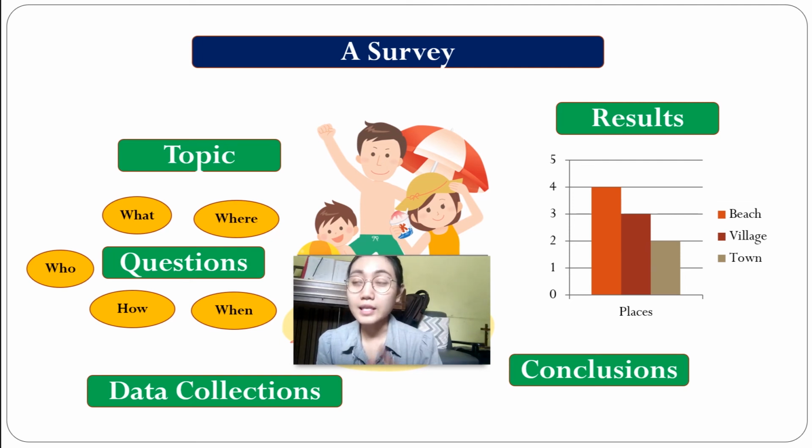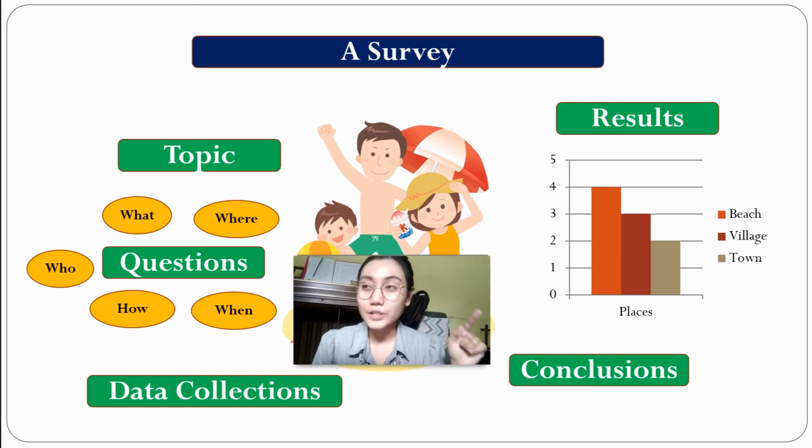You will find that there were 4 friends who went to the beach, 3 friends who went to the village, and 2 friends who went to the town. From the results, we already know that there were 4 friends who went to the beach. 4 teman ke pantai. 3 friends who went to the village. 3 teman kita pergi ke desa. And 2 friends who went to the town. Ada 2 teman kita yang pergi ke kota.